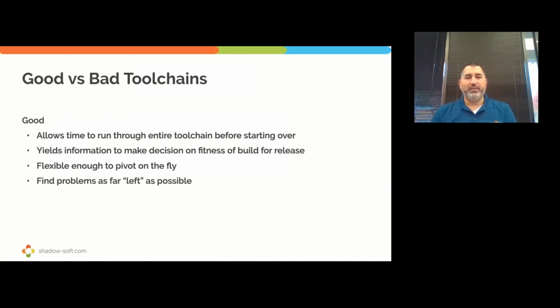So if I've got a build that is being activated every 2 hours, but it takes me 4 hours to do the combined work, I'll never get through a full sweep of that build and test and deliver, because it's just running too frequently. So the tool chain needs to be sensitive to the amount of time it takes to do all the steps involved in the tool chain before starting over. So a good one allows me that time.